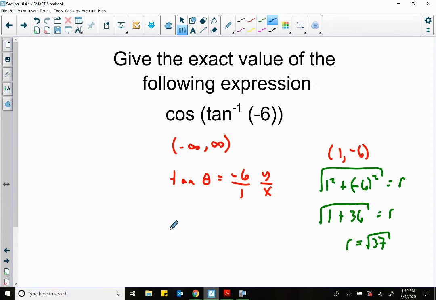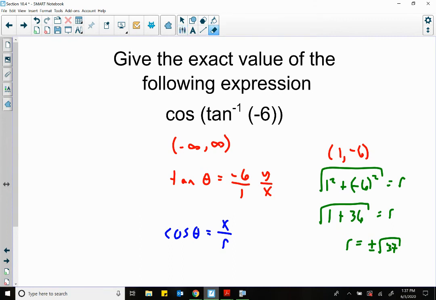So cosine theta is going to be x over r. Oh, and we don't know if this is plus or minus. Almost forgot about that. So let's go back and double check this thing. We know that this is either plus or minus the square root of 37. Actually, wait a minute. We do know what it is, because it's radius. Never mind. Radius is always positive. Mr. Armstrong's always thinking too much sometimes. Radius is always positive. So that's good. So we actually do have all the information we need.